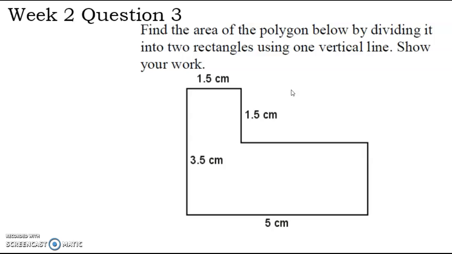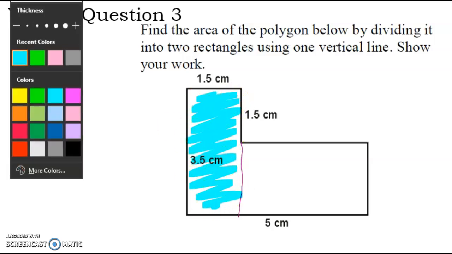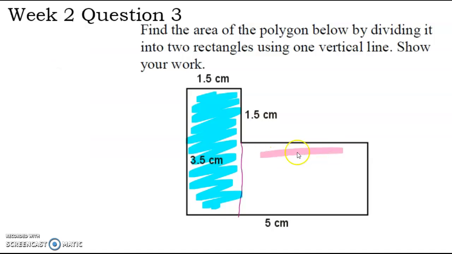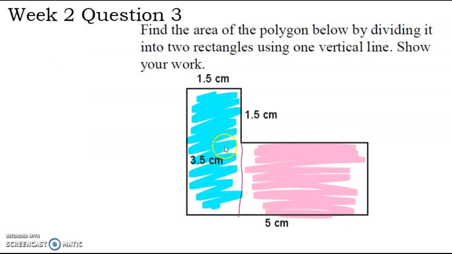All right, so you can do this two different ways. It doesn't matter which one you choose. I'm going to choose this one way, and if you did it another way but got the same answer, that's fine too. So I'm going to cut the shape like this. This is one rectangle on this side, and then I'll do pink. This is the other rectangle. If you cut it straight across here, that'll be fine too. Your area is going to be the same, you just might have some different calculations.